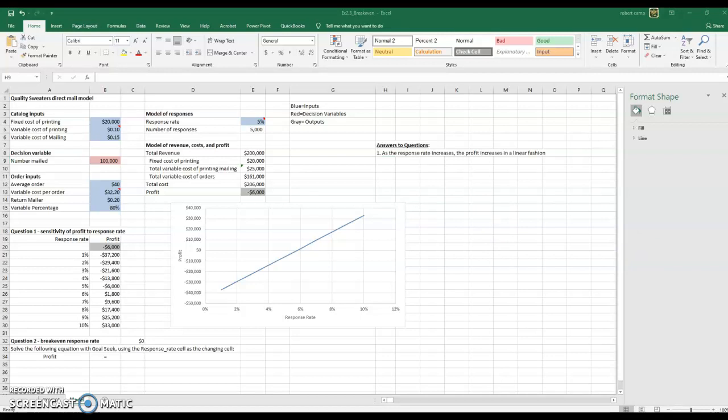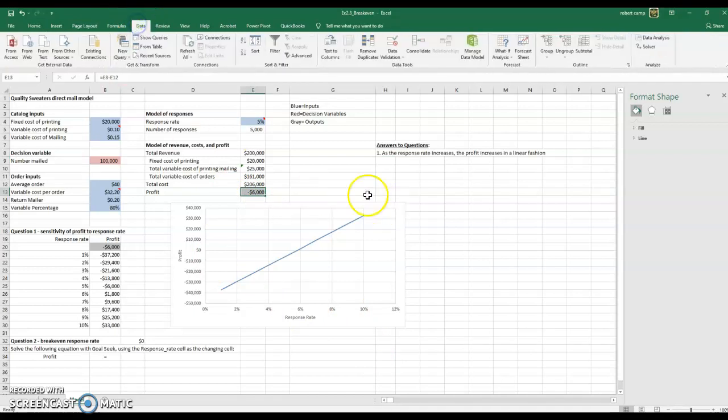So the second thing, we want to do a break-even analysis. Okay, so what is a break-even analysis? We want to figure out where our profit is going to be 0. So how do we do that? Well, now we can go here and we'll use something else that's in the data tab. We're going to use something called goal seek.